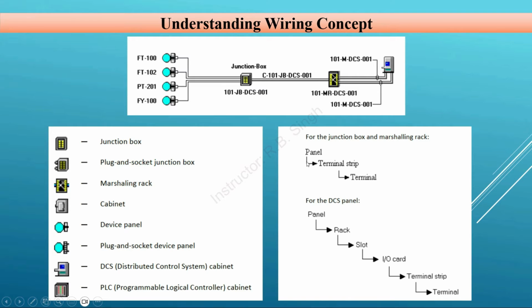But whenever you work on DCS panels, if you want to create a DCS panel, then first of all you need to create a panel, then you need to create a rack, then you need to create a slot. Inside the slot there will be an IO card, inside the IO card there will be a terminal strip, and in the terminal strip there will be terminals. So for a DCS panel, this philosophy should be followed.